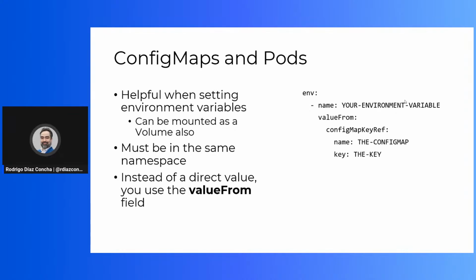And one of the things that you should be careful about is that the config map objects that you want to use for your containers and pods must be in the same namespace. Okay, so you need to create your config map objects in the same namespace as your pods where you're going to use those configurations, okay?